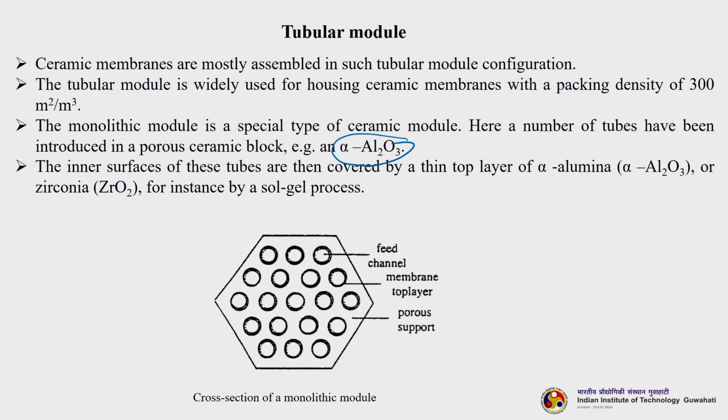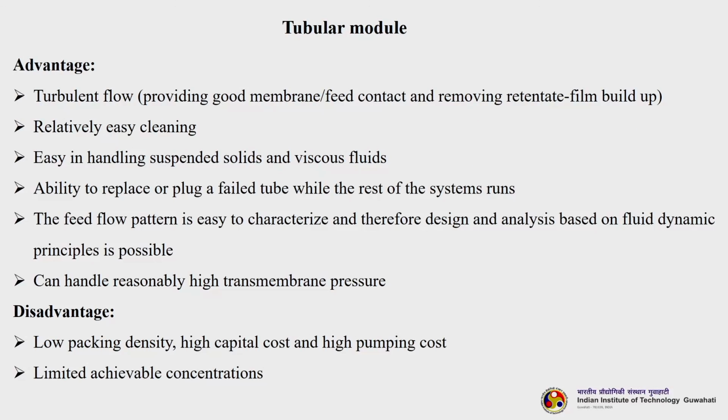So, you can see this is a monolithic module design. This is the feed channel, this is the membrane layer, the top layer, and this is the porous support. Whatever you are seeing here is the porous support. The advantage of using this tubular module is the turbulent flow. Why is the turbulent flow good? Because it provides good membrane and feed contact, which is very important.